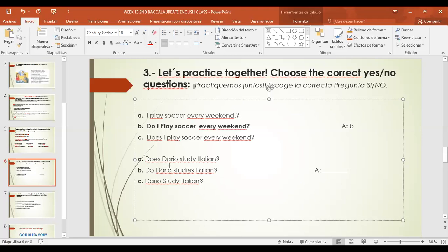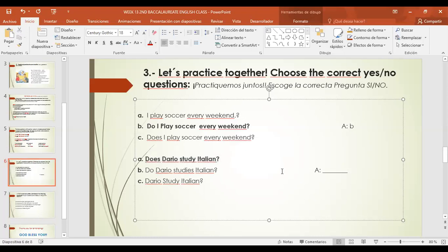Okay, here we have another question. We need to choose the correct one, okay? So tell me, what is the correct one? Does Darío study Italian? Do Darío studies Italian? Darío study Italian? Which one is the correct, A, B, or C? Letter A, teacher. A, letter A. Does Darío study Italian?